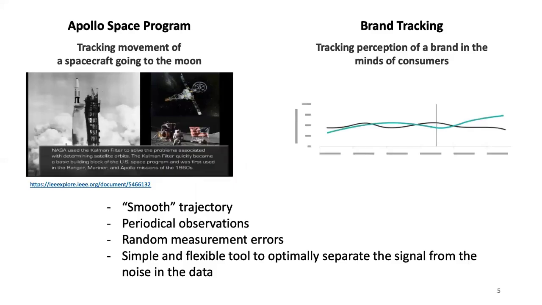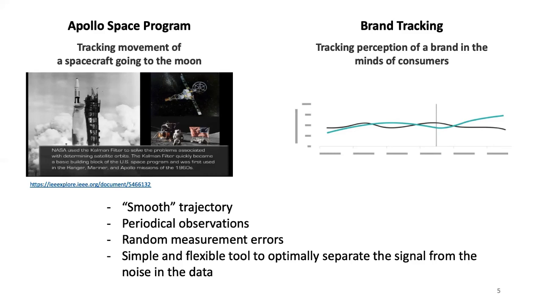So, talking about Kalman Filter. Kalman Filter was first introduced into the Apollo space program. When we think about these two things, the space program and brand tracking, what are some of the common points? Why are we using Kalman Filter, which is really more an engineering type of method, for brand tracking, which generally has more to do with statistics?